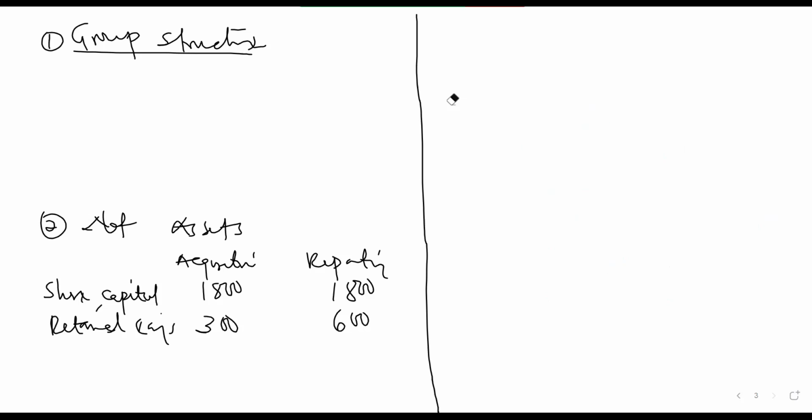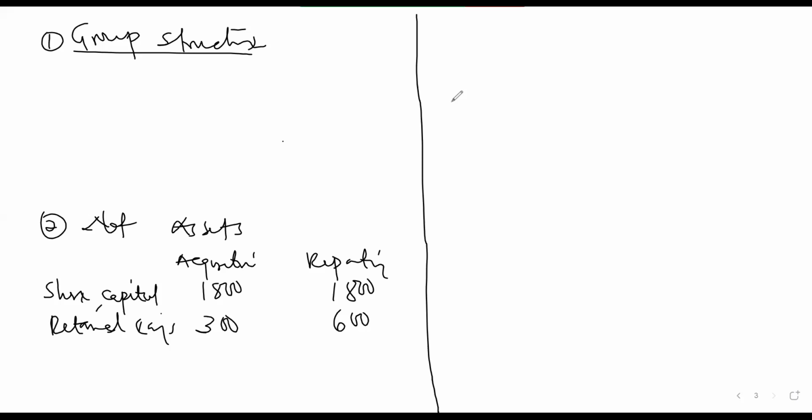Let's move on. They don't have any other components of it. Let's see whether they have any fair value adjustments. Is there any fair value adjustment? It says any fair value adjustments recorded related to inventory, and these were realized by the current year end.